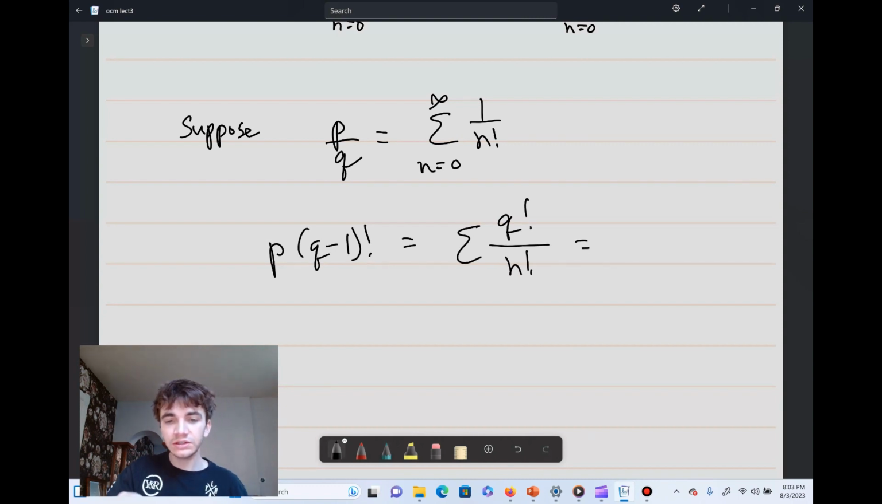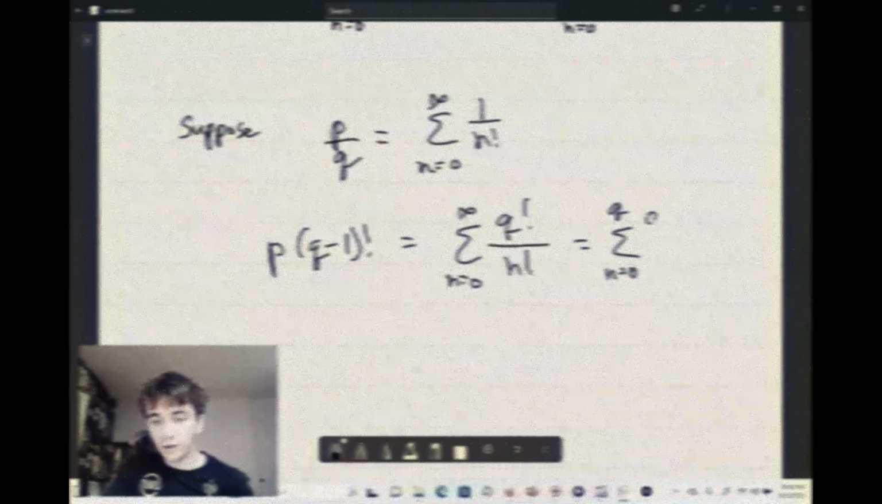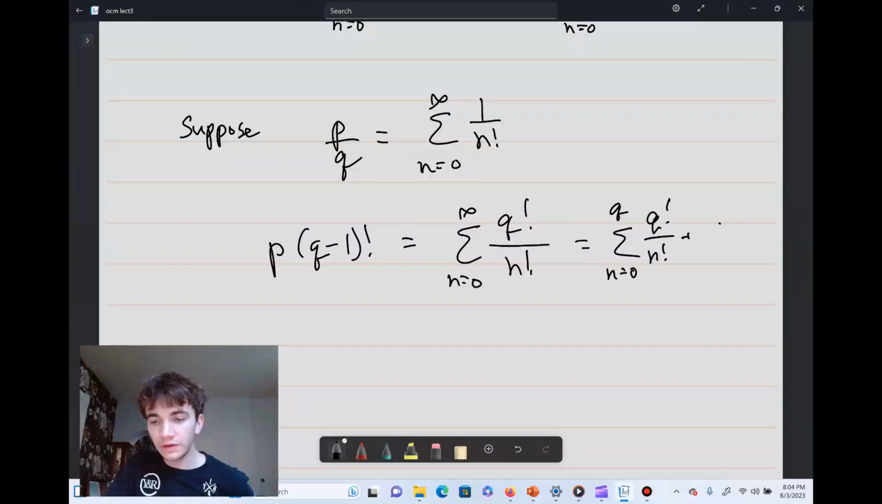And I can go ahead and split this series up into terms that are going to be fractions, aka when n is greater than q, and the earlier terms which are going to be integers, okay? Because any previous factorial will divide q factorial if n is less than or equal to q. So for that reason, I can go ahead and split this summation as running from 0 to q of q factorial over n factorial, and then running from q plus 1 to infinity.